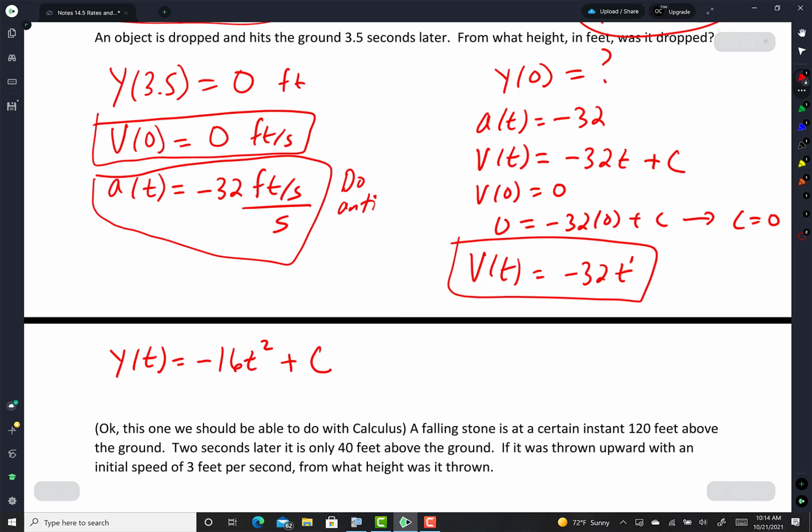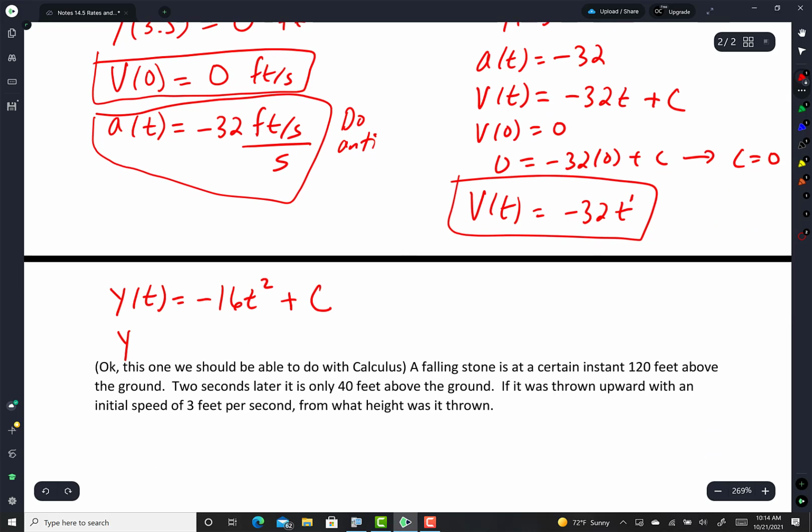I know that at 3.5 seconds my height was what? 0. So y of 3.5 equals 0. So I'm going to go 0 equals negative 16 times 3.5 squared plus C.